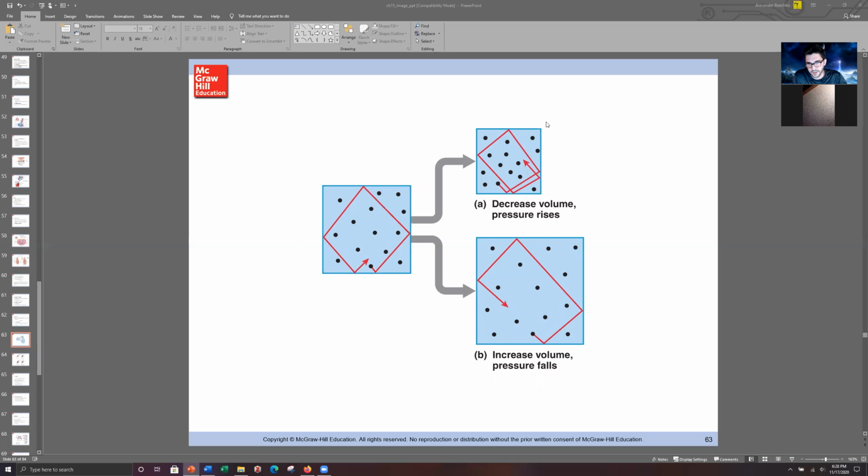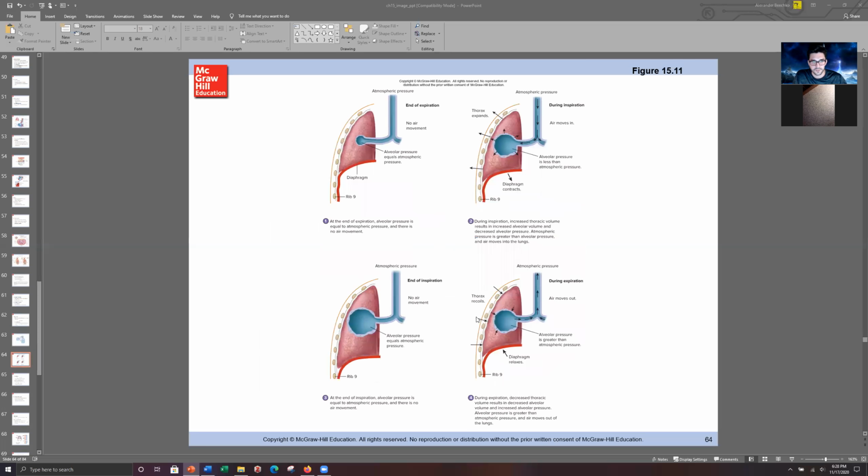So the same idea here. If we've got our container right here, if we make it smaller and we don't change the amount of gas in there, the gas is going to build up in pressure. But as we increase the size of the container, that gas is going to have a lot more room to play around in, so the pressure goes down. Okay, so here, this diagram goes through everything that I just described as well.